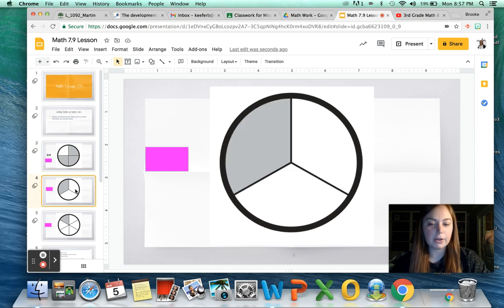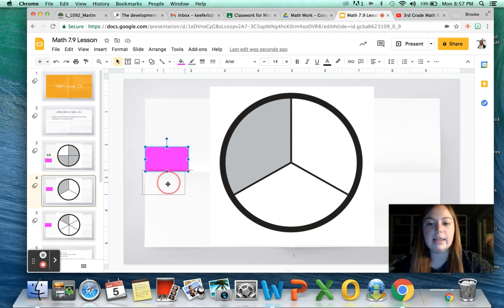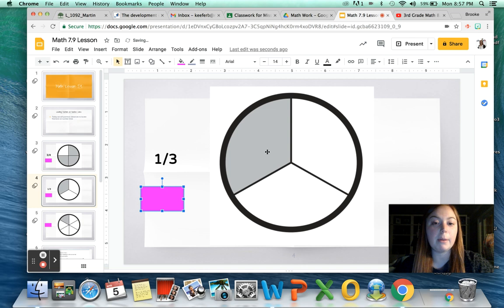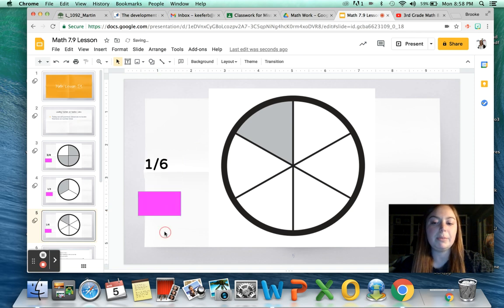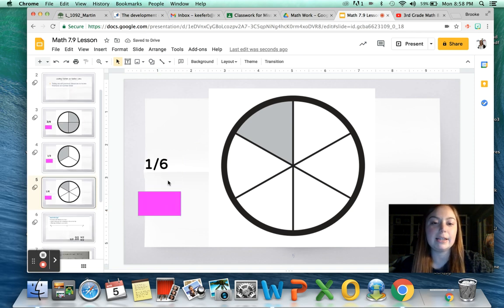Let's try another one. Go ahead. This would be 1/3. Remember, there's 1 piece filled in and 3 total pieces or parts. And our last quick look card, go ahead and write this one on your whiteboard. So check out how many pieces are shaded in and then how many total pieces. This one would be 1/6 because there is 1 piece filled in and then there are 6 pieces total.